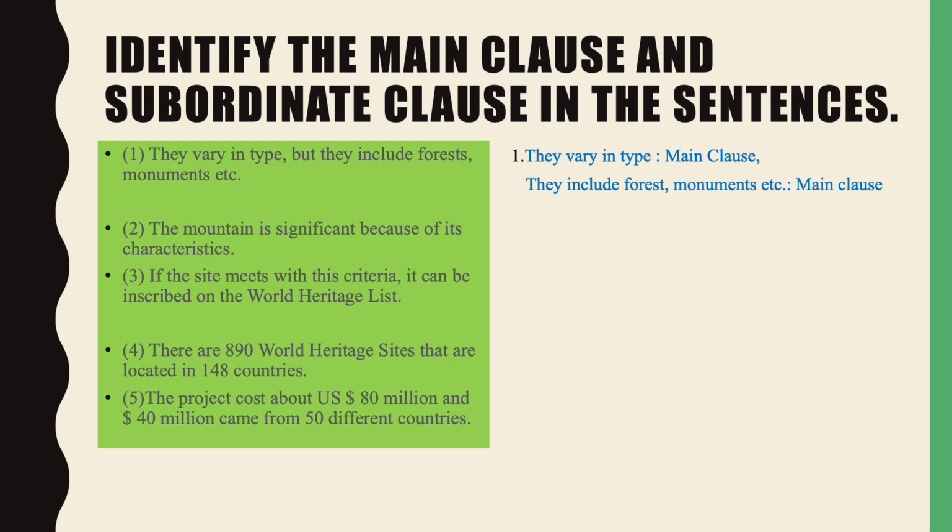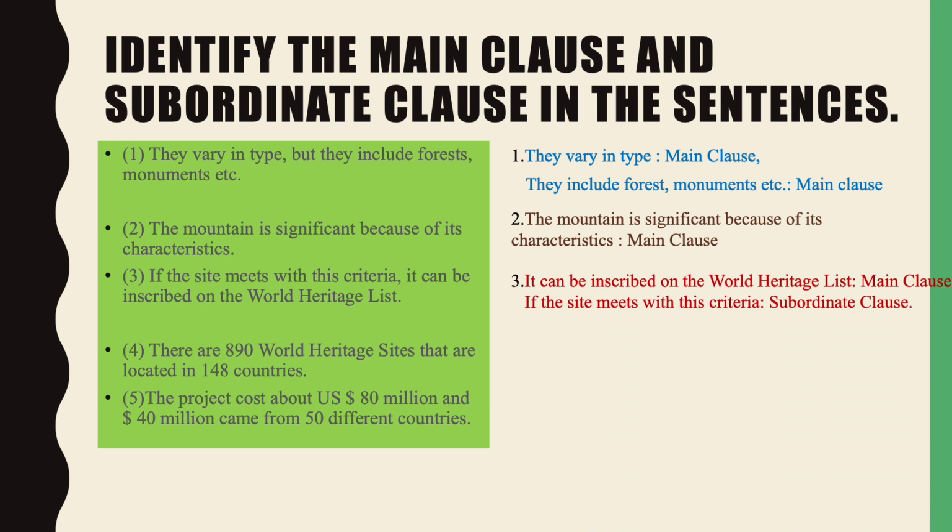The second one: the mountain is significant because of its characteristics. Now over here, we have one subject, the mountain, and one verb. So that again is a complete sentence. So the whole sentence goes as the main clause. Next one: if the site meets with this criteria, it can be inscribed on the World Heritage List. Here again we have two clauses, but the first, if the site meets with this criteria, is incomplete. It requires the next clause to complete it. So that becomes a subordinate clause, and it can be inscribed on the World Heritage List becomes the main clause because it's complete.